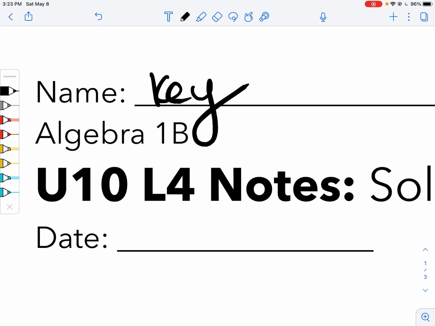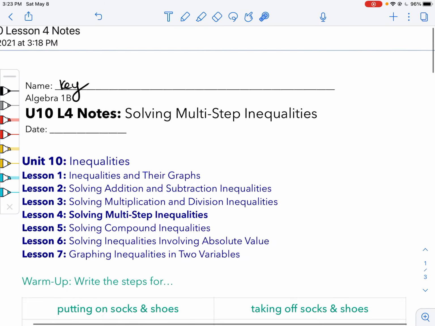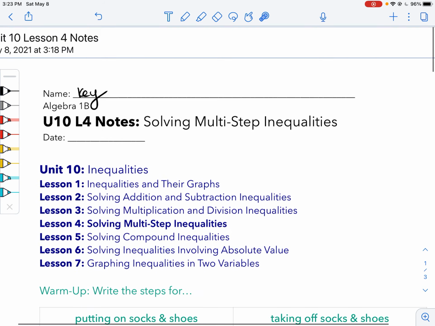Hi guys, welcome to your Unit 10 Lesson 4 notes on solving multi-step inequalities.